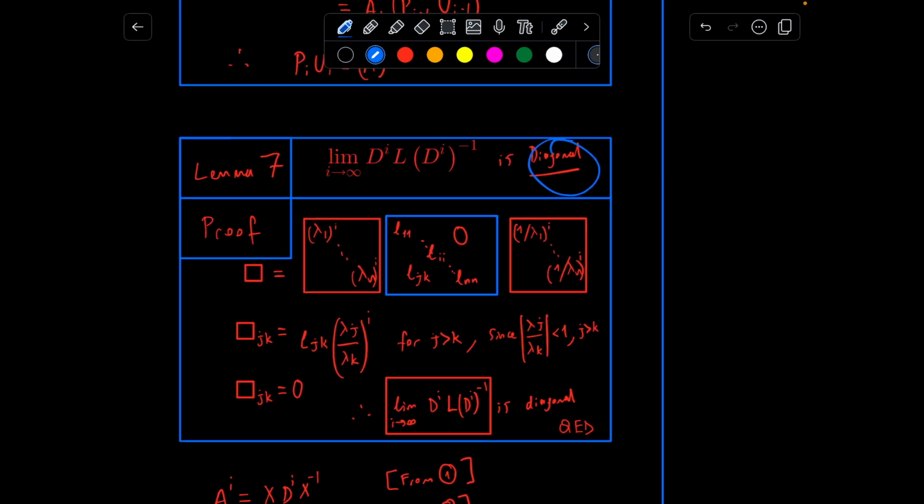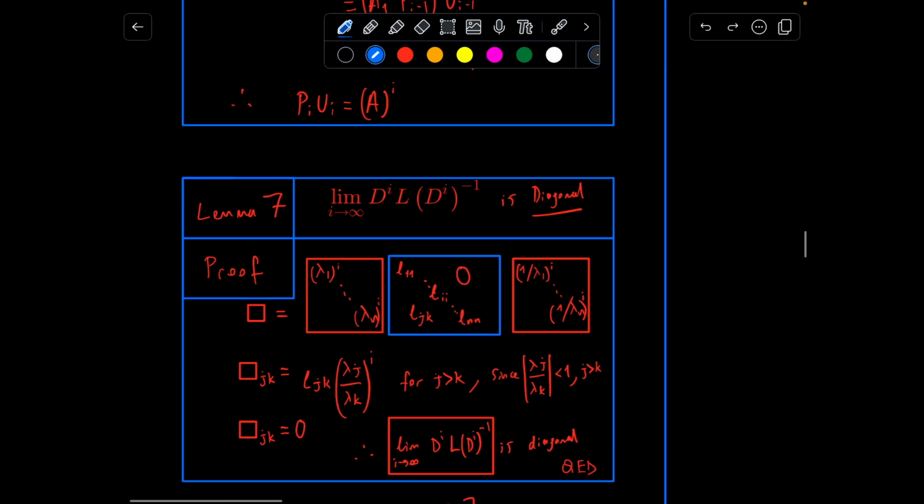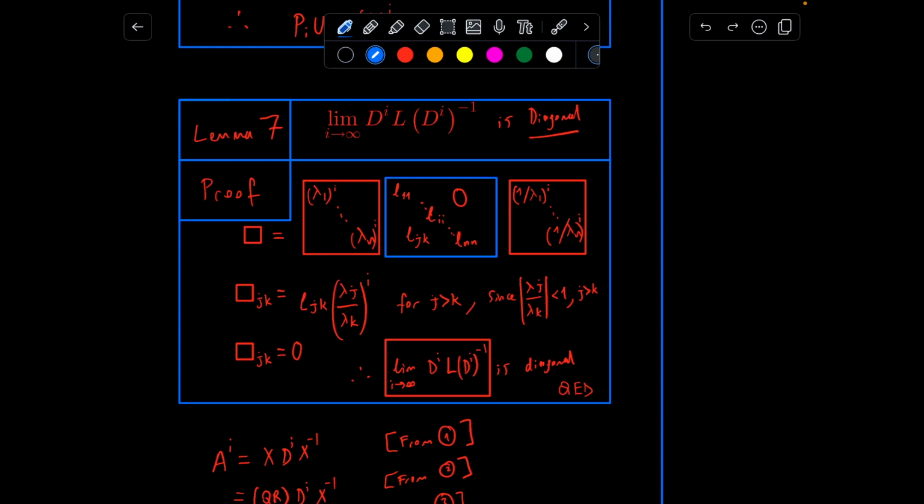Oh, now I understand why I made that mistake. In lemma 3 or something, I had written that it was diagonal, so probably I copied and pasted, but I'm glad that I changed that. Now everything's cool. So I am looking at this term, and then the limit as i goes to infinity. This term that we have will be diagonal, right?